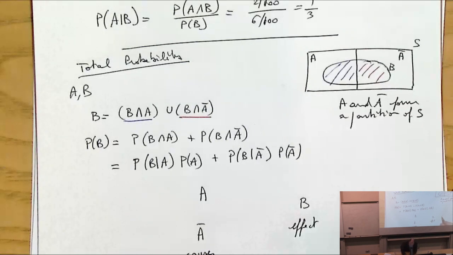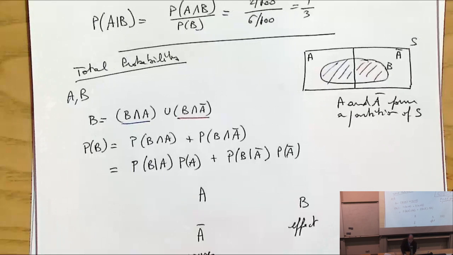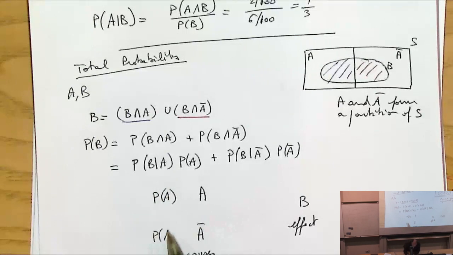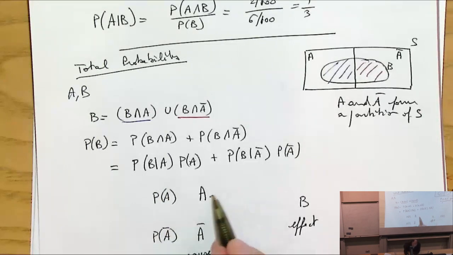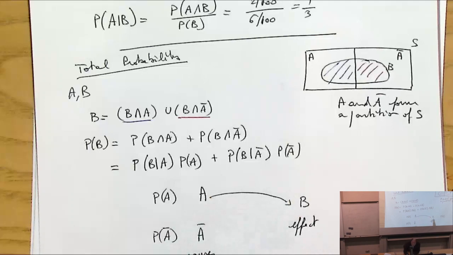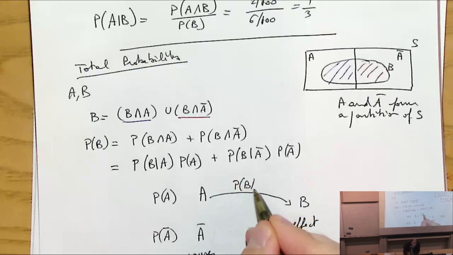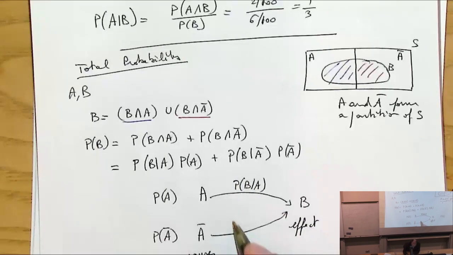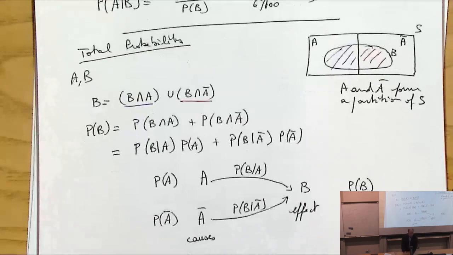And what you're interested in is the probability of having this effect occurring as a function of the probability of having the cause occurring, right? So I have two causes, A and not A, each coming with a probability P of A, P of not A. And now if A occurs, the probability that B occurs is P of B given A. If not A occurs, this is the probability of having B given not A has occurred.